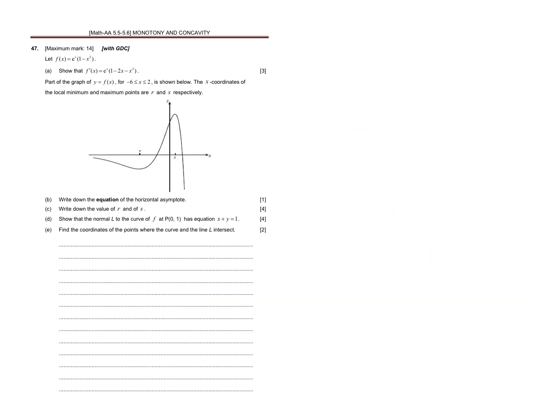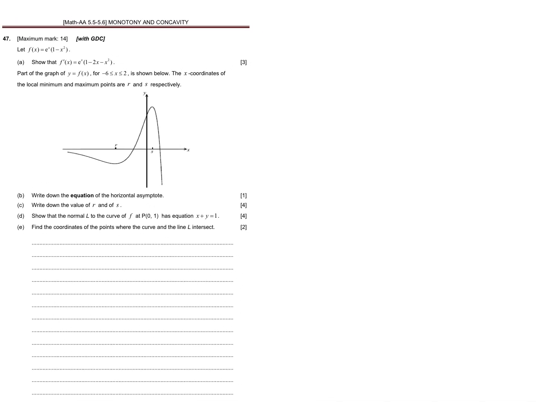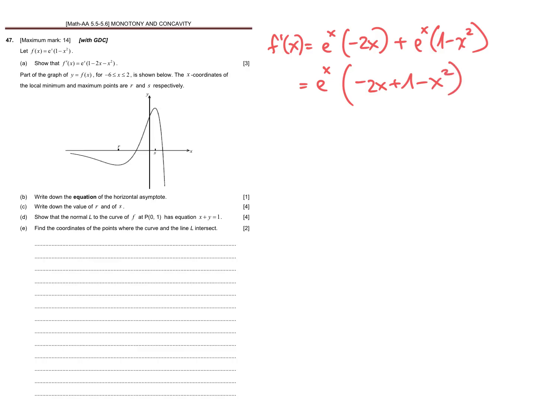All right, 47, we need to show the first derivative. Okay, we've got first times the derivative of the second plus the derivative of the first times the second, and we can factor out e to the x, and that's going to be negative 2x plus 1 minus x squared, which is what they have there.